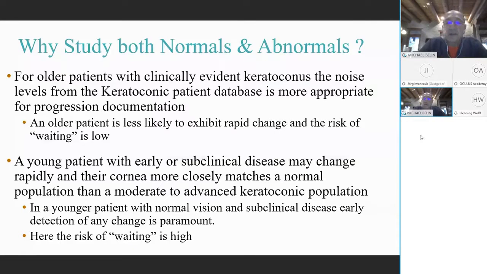The younger patients, or those with very early or subclinical disease, probably mimic the noise level of a more normal population. Additionally, the younger patients are known to have more progressive disease. So there, the risk of waiting is higher. So again, we have noise levels based on two different populations.